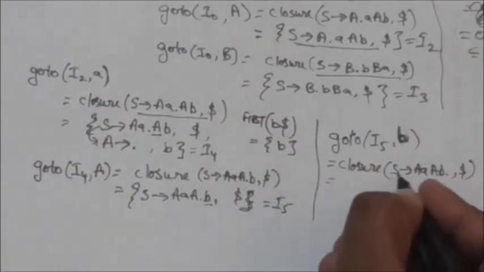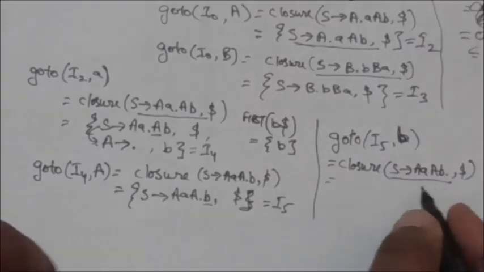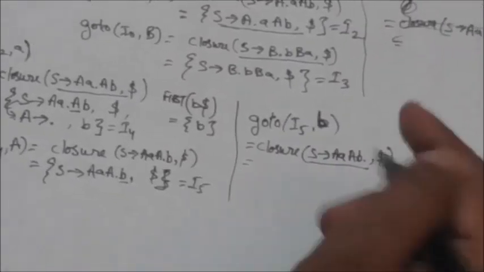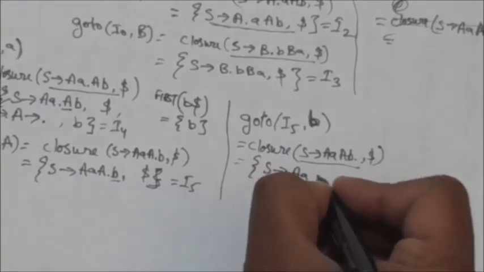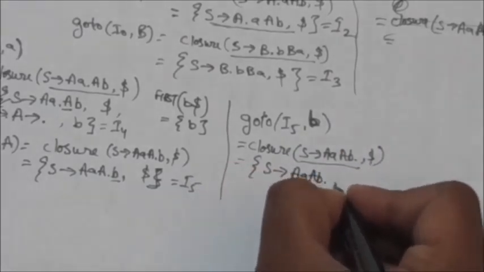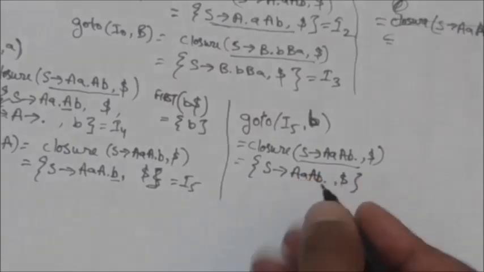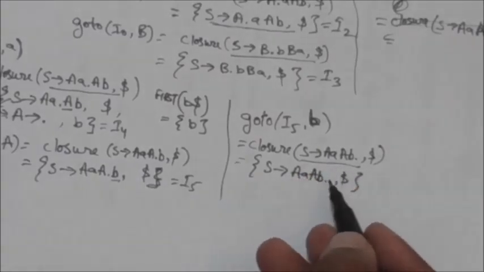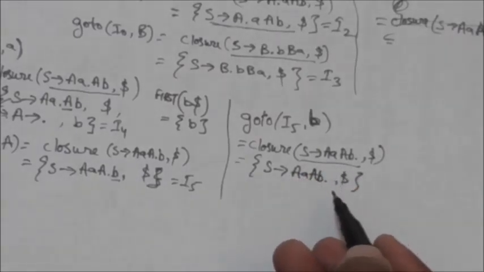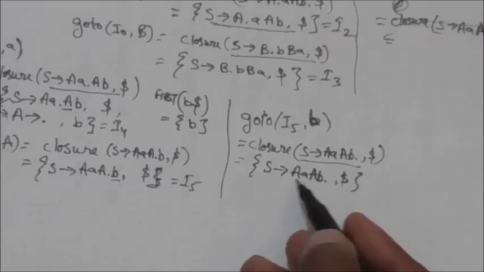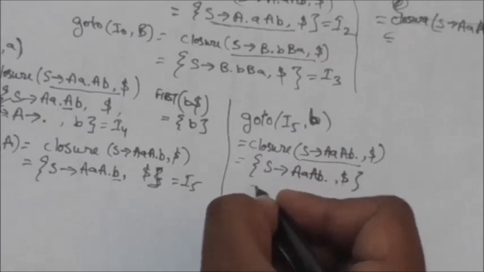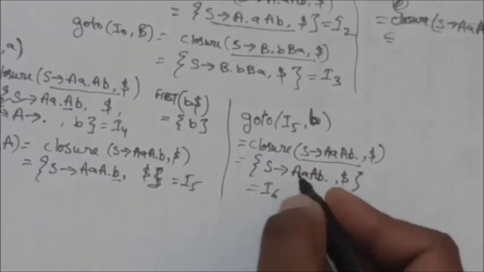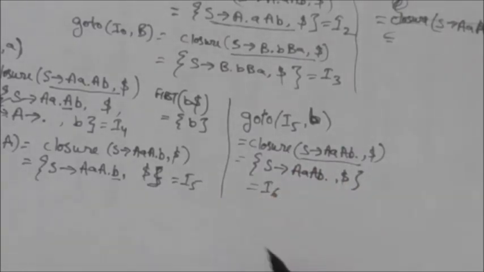So we need to find the closure of this item. So first of all, this item itself will be added in its closure. S derives A B dot, look ahead symbol dollar. Now here you can see the position of dot. The dot is not preceding any non-terminal symbol, so no new item can be added in this set, right? So this set is having only one item. Let this set be I6, right? This is the state I6 of DFA.